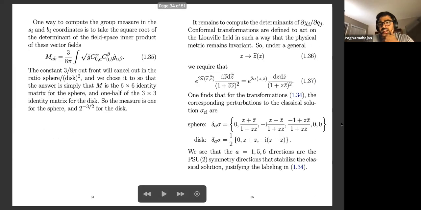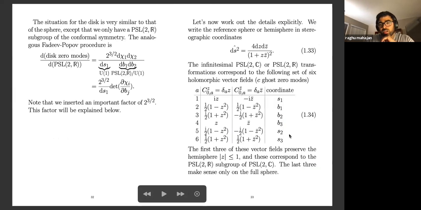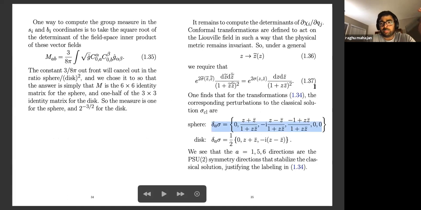Let me maybe just highlight one point, which is how the Liouville field changes when you act with these 6 vector fields, right? So we just have to make an infinitesimal Z change, and the sigma field changes according to 1.37. So Z tilde is the new Z. You plug it in, you find something just infinitesimal.